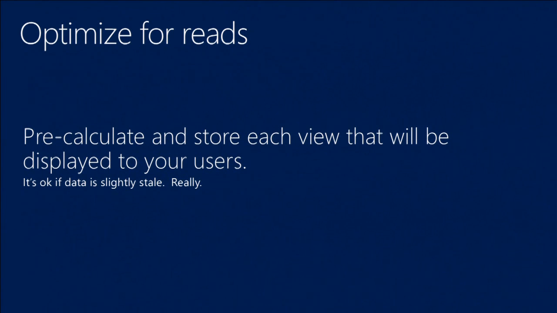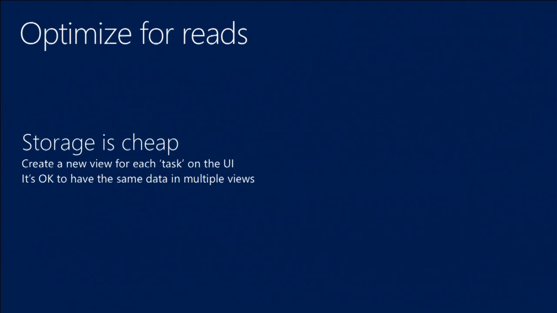So, first tenet, pre-calculate and store any view that you think you're going to need in the system. So if you have a screen and the user's inputting data or looking at their profile or trying to look up parts or whatever it is, create a view for that. Storage is cheap. It's okay to duplicate the data. Just because you have the same data in one view as the next view doesn't matter. Storage is very cheap.